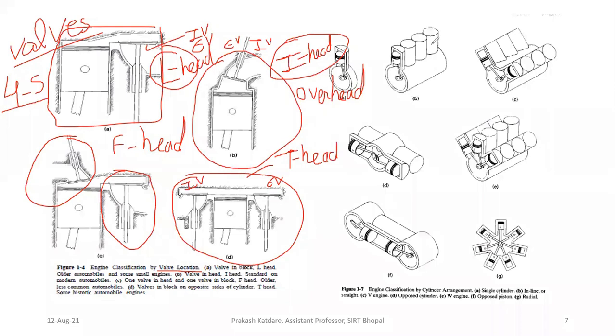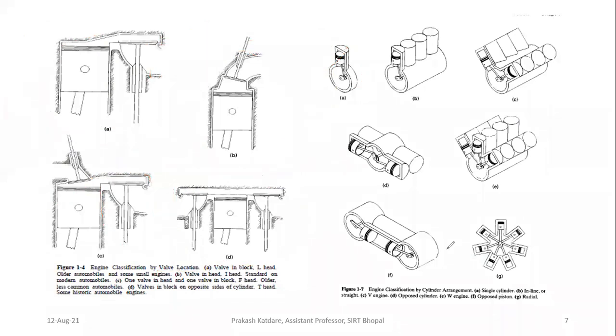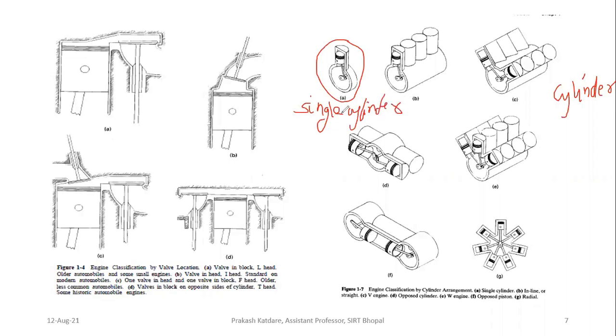Another classification is depending upon the arrangement of cylinders, how the cylinders are arranged in case of an IC engine. If we have only a single cylinder, only one cylinder, one piston, then it is known as single cylinder engine, which is very common in case of our two-wheelers. In two-wheelers, most of the IC engines which we see are of a single cylinder type.